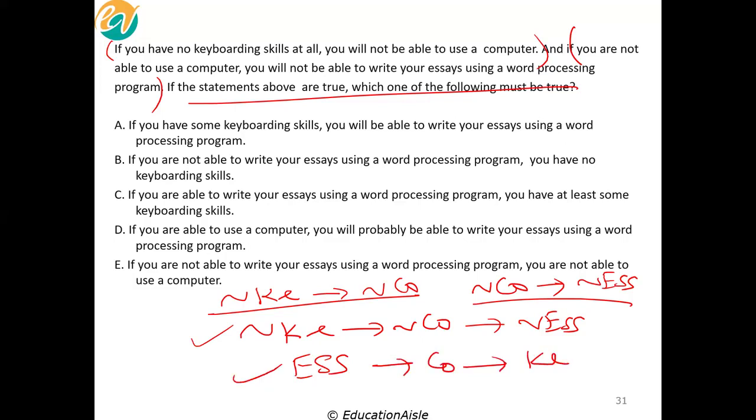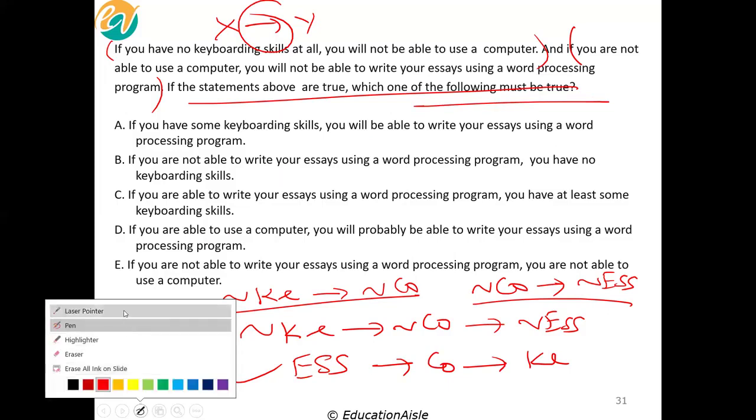Correct? Also, guys, in all these relationships, tell me, does the relationship go from left to right or right to left? What do you think? Left to right, right? It's very clear, right? From this itself, it's clear that the relationship always goes in one direction, which is from left to right. Okay, which of the following must be true?